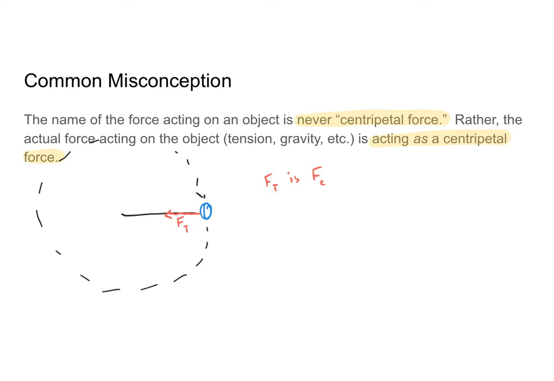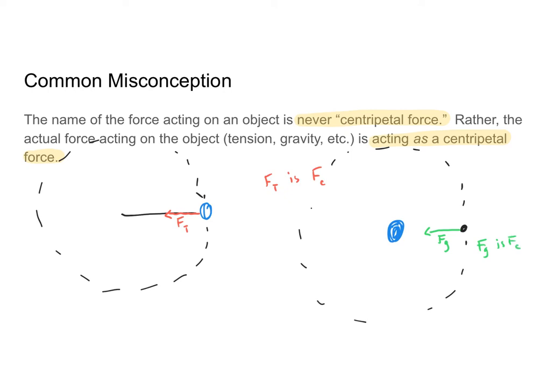Similarly, we have our Earth, and we have the moon going around the Earth. That moon is in circular motion, so it's feeling a centripetal force. But in the case of the moon, that centripetal force is the force of gravity, because that's the actual force that's keeping it moving on its circular path. So gravity in this situation is the centripetal force.